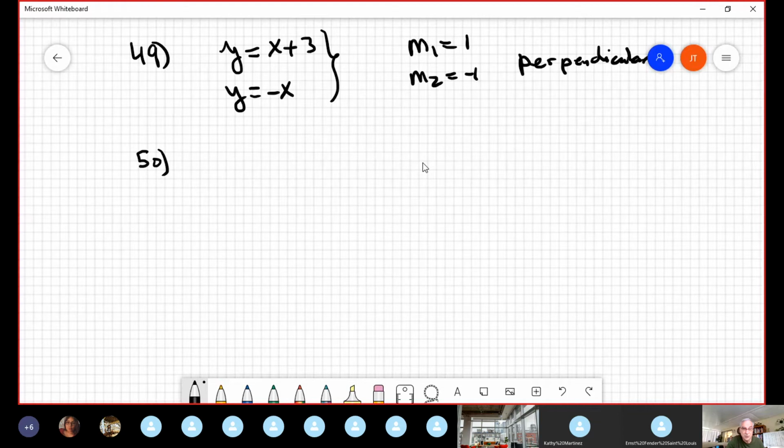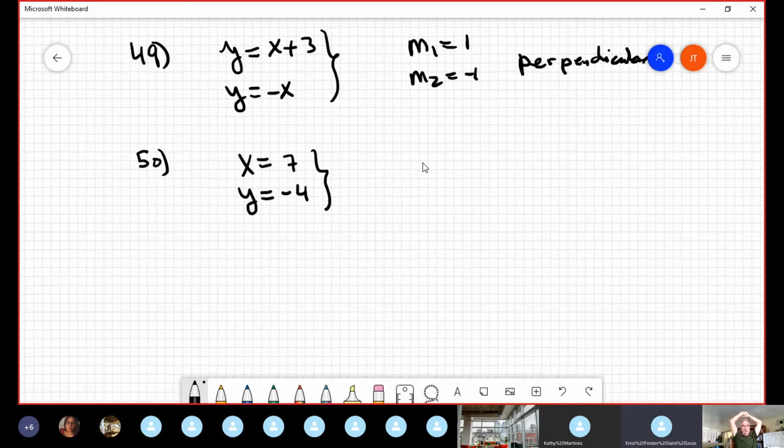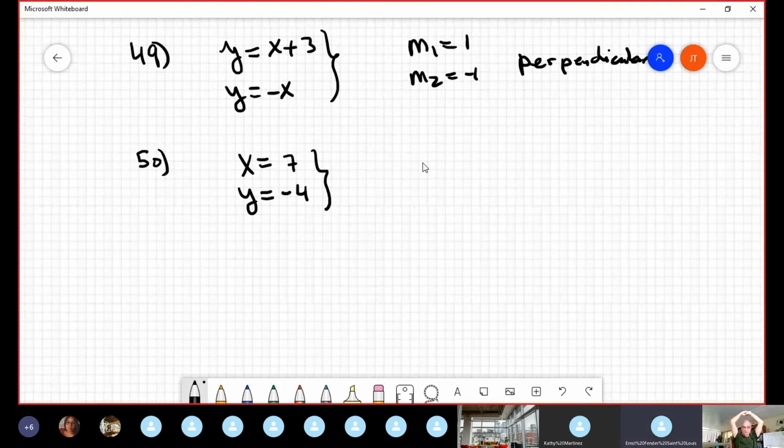Okay, this is confusing, very confusing. x equals 7 and y equals -4. What do you think about this? This is tricky. Neither. Neither. Another opinion. Everyone agrees it's neither. Yeah, neither. No, you are incorrect.